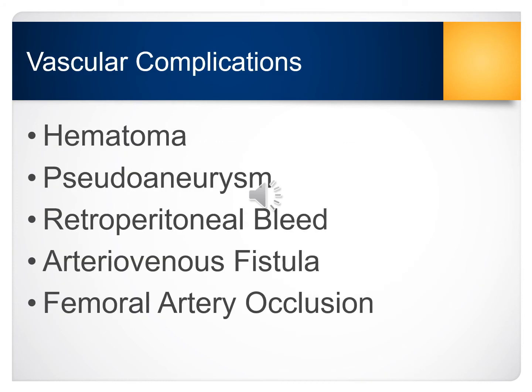In the previous slide, I mentioned that there could be vascular complications. The vascular complications are listed here. The most common vascular complication is hematoma, followed by pseudoaneurysm, retroperitoneal bleed, AV fistula, and femoral artery occlusion.